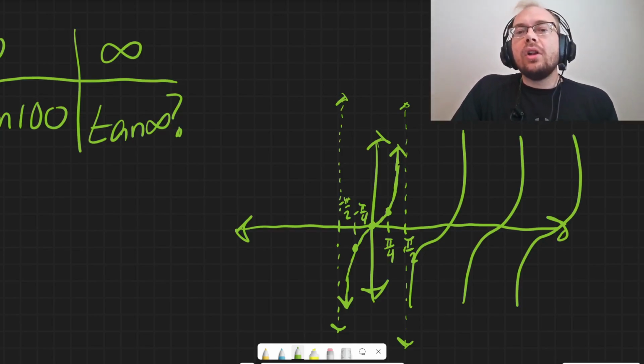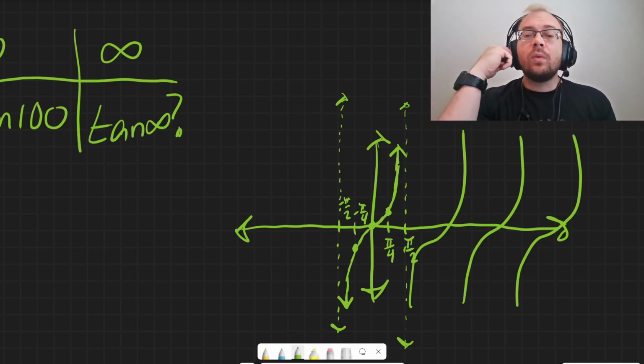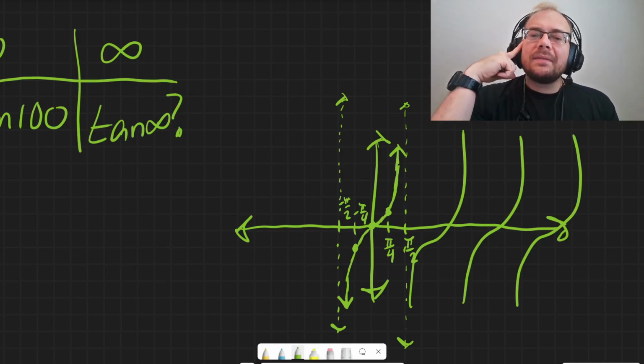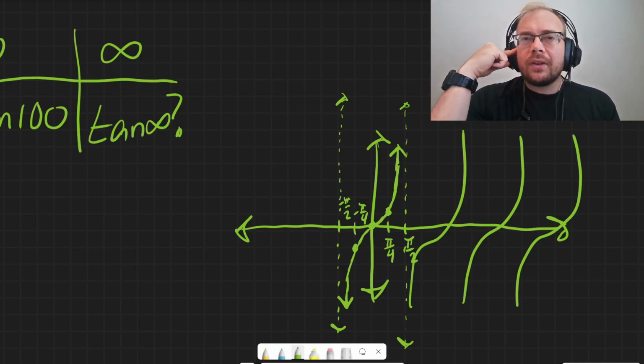The closer it gets to pi halves, it will never be exactly pi halves. So there's not going to be any undefined values. And the reason why it's never going to be pi halves is because pi halves is an irrational number. If you're counting by ones, you'll never reach an irrational number of any kind.